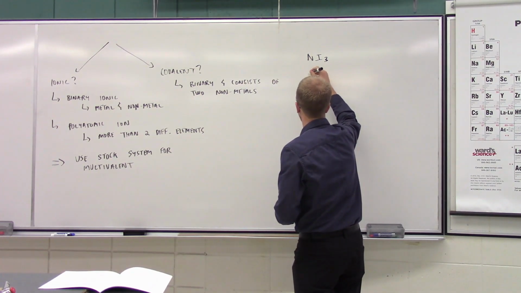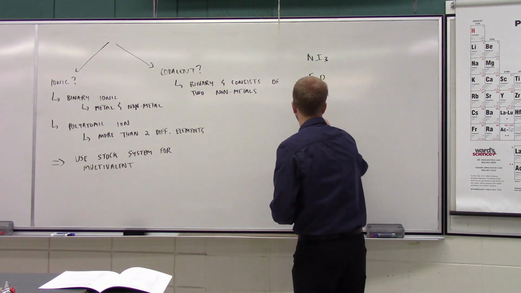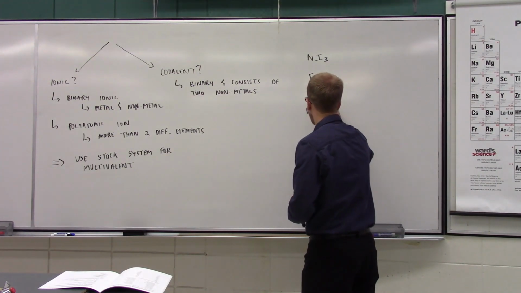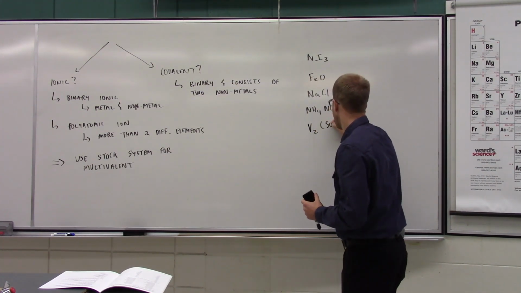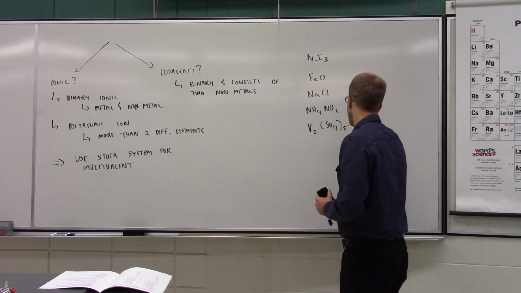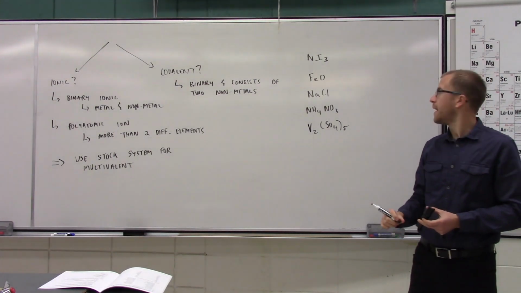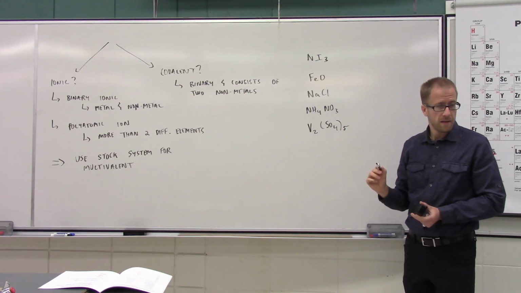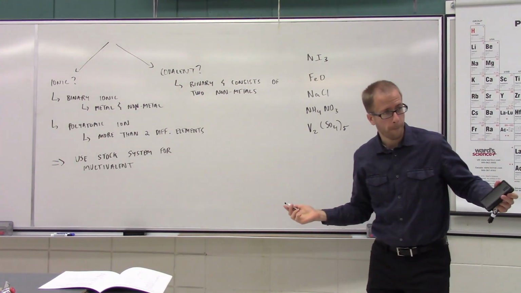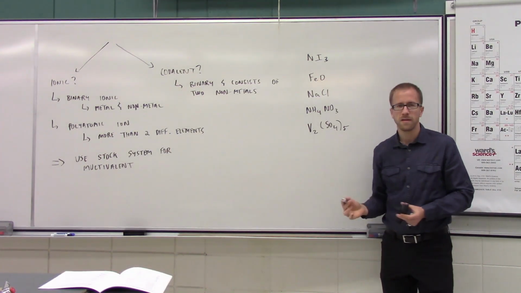Let's say we have that. Let's say that. Something like that. What types of compounds do we have here? What type of compound is this? Yeah, that's a covalent compound. How do you know? Just 2 nonmetals. Excellent.